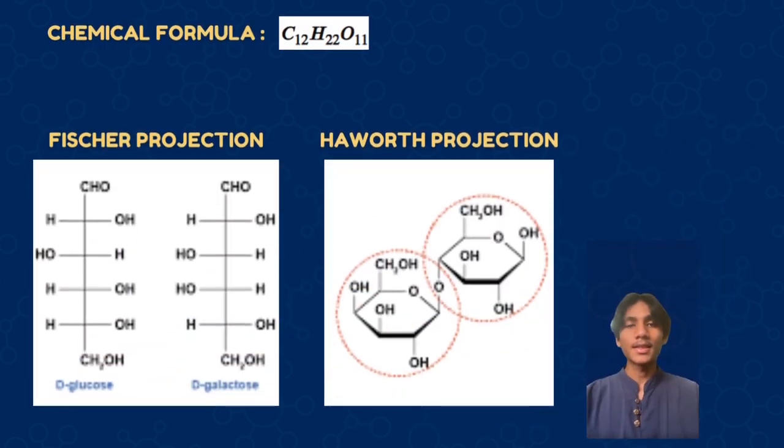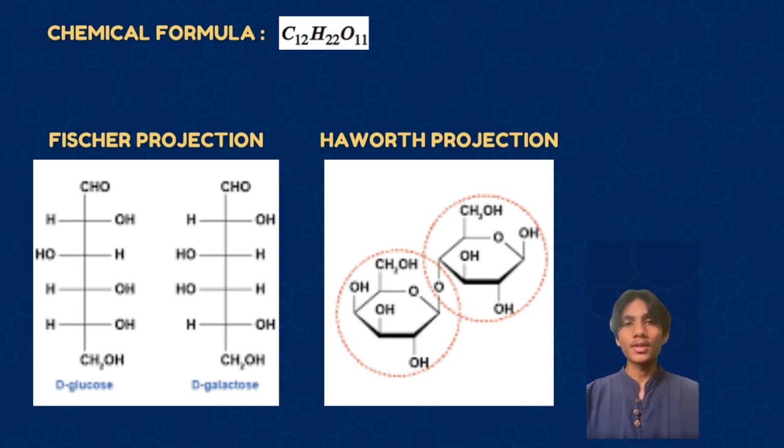Structurally, lactose is a disaccharide with the chemical formula of C12H22O11. It is composed of two monosaccharides, which are beta-D-galactose and D-glucose. These two units are linked by a beta-1,4 glycosidic bond, where the anomeric carbon of galactose is connected to the fourth carbon of glucose.